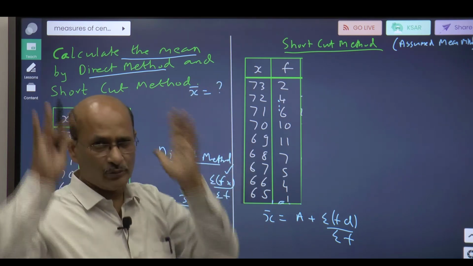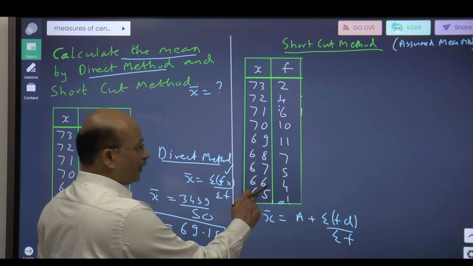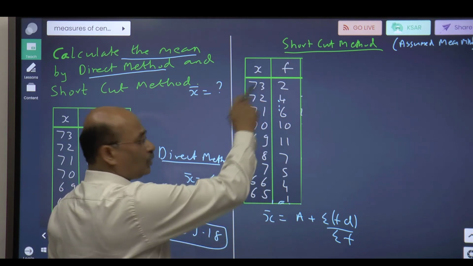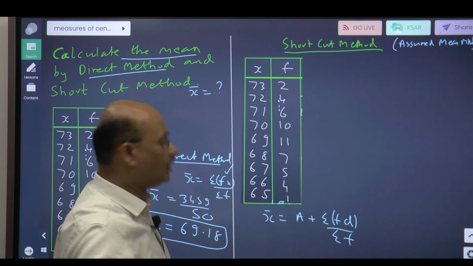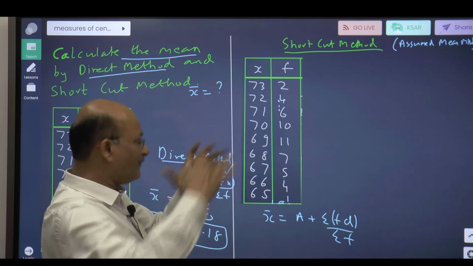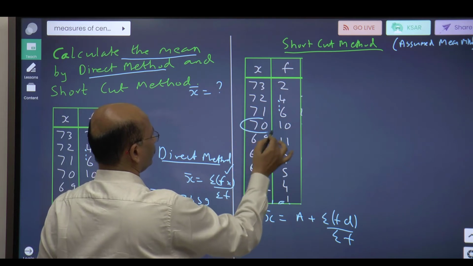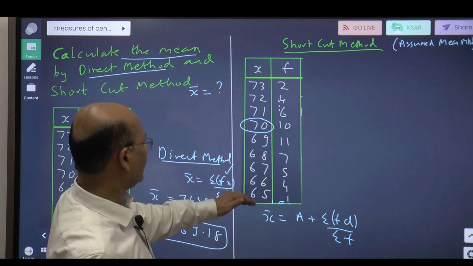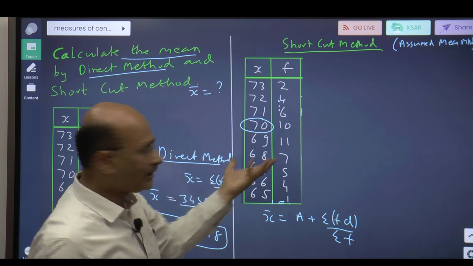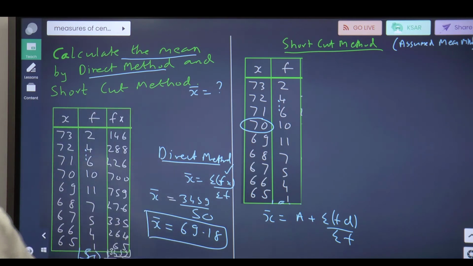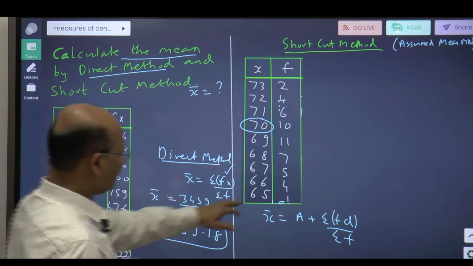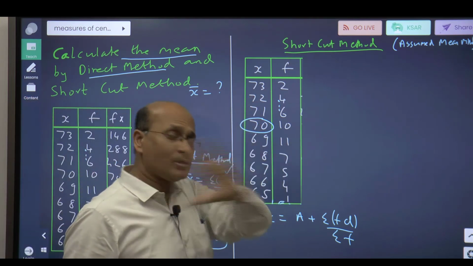It's not necessarily the same. You can take 65 as A, you can take 72 as A, you can take anything as A. But what I suggest is take a mid value. Let us take 70, or 69 also you can take, because the range is 65 to 73. You can take 70 also, I have no issue.